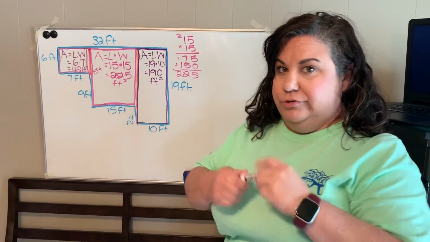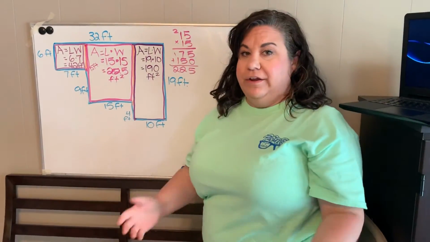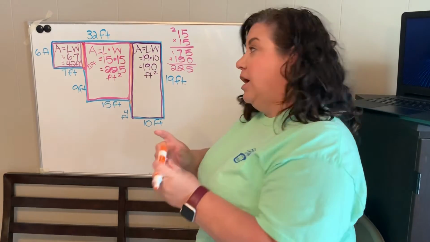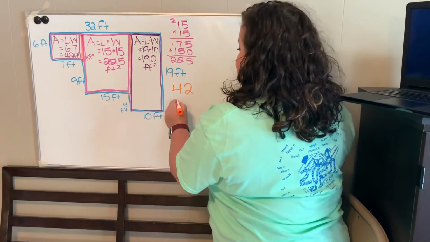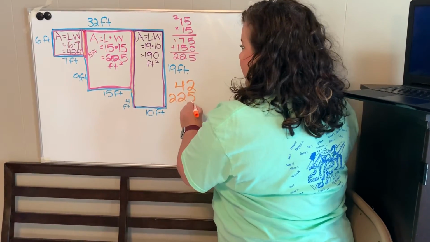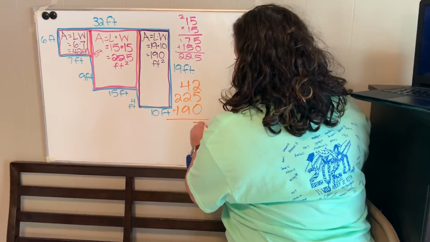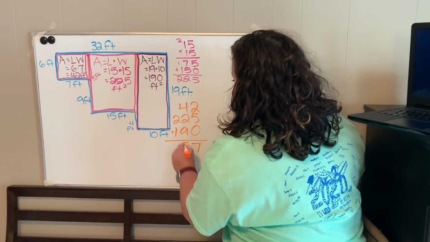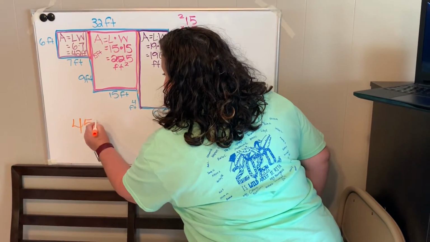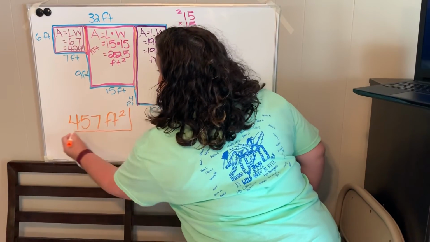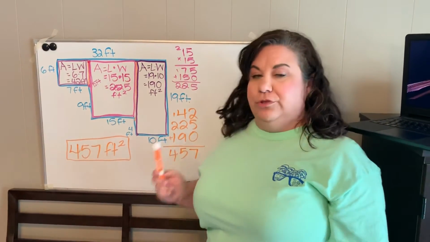Now, am I finished? No, because I've got to add all of these up. The only way to get your total area is to add all 3 rectangles up. So now I have to add the 42 feet squared plus the 225 feet squared plus the 190 feet squared. When I add all of those up, I get 457 feet squared, or 457 square feet. So hopefully that helps you out a little bit with looking at that IXL.